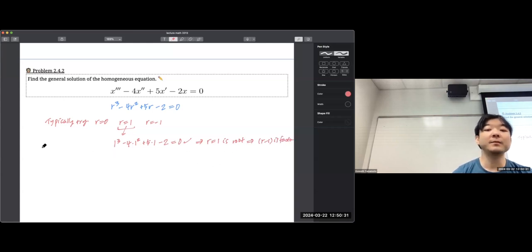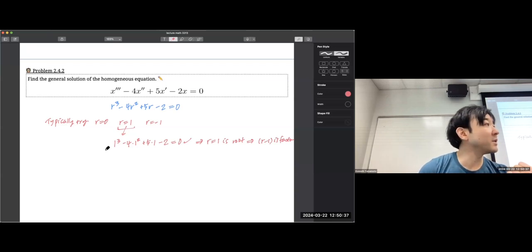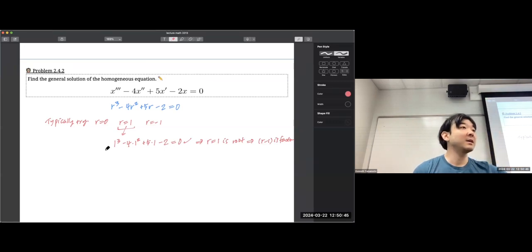And if you have a cubic equation and you already know one of the roots, then you can do polynomial long division to find the other two roots, because you divide this factor out of the original. And we'll do that and get your other two roots. And then it's going to be like c1 e to the one of them plus c2 e to the other one plus c3 e to the other one, which will be your full general solution. But we'll do that next time.